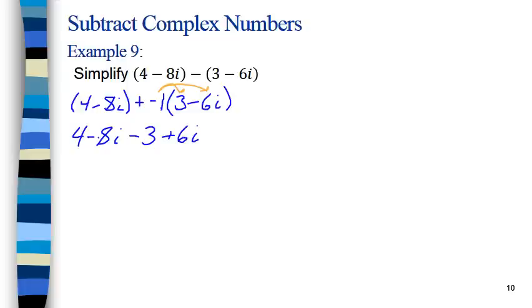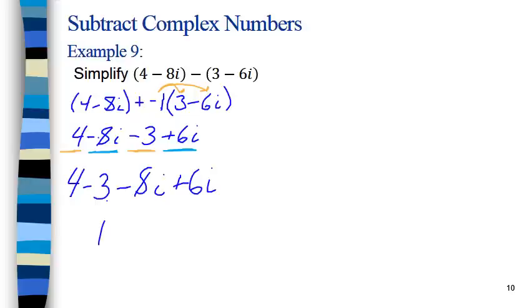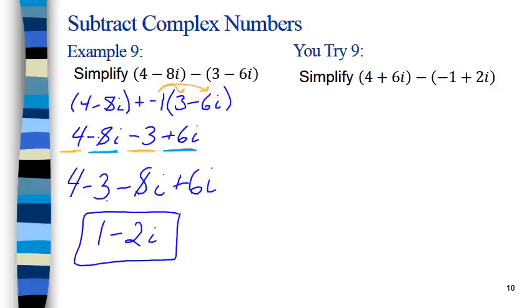And now we can rewrite the real parts together. So 4 minus 3. And we can rewrite the imaginary parts together, negative 8i plus 6i. So 4 minus 3 is 1. Negative 8i plus 6i is minus 2i. Okay, go ahead and write this in your notes, try this problem, and we will talk about it in class.